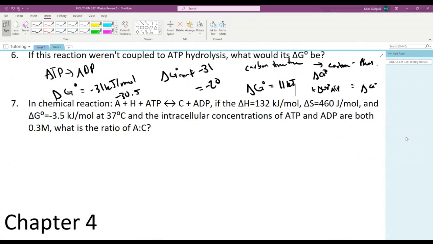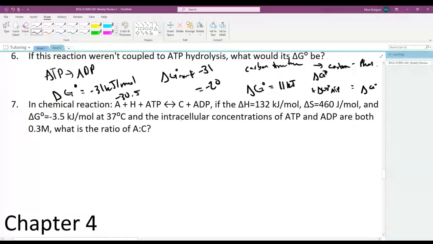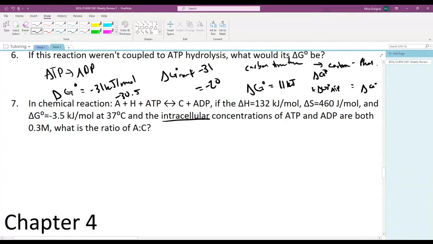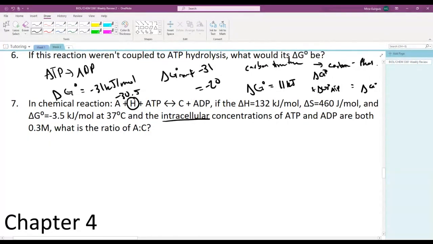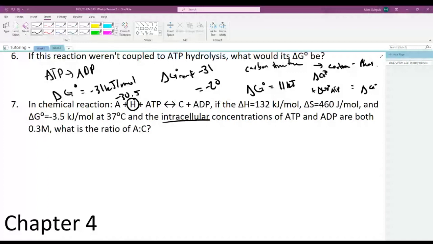And last question of the chapter, because I know this is not a particularly fun chapter with all these equations. So in this chemical reaction, you have a delta H, a delta S, and a delta G naught, in intracellular concentrations of ATP and ADP, and it's asking for the ratio of A to C. So important things to keep in mind: it's telling me intracellular. Why does the intracellular concentration matter given this? Does anyone know? And that should be H+, I apologize. What do you guys think?